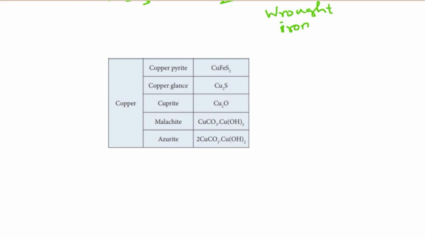So the first step is the pulverization. The ore is broken into smaller particles. The second step is concentration of the ore. Here the ore is a sulfide ore, so it is concentrated by the froth flotation process.